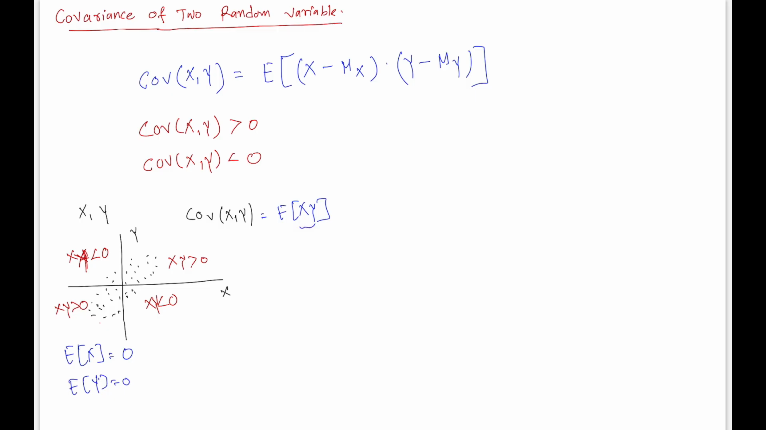So on average, if I ask you what the expectation, or the average value, of this product x times y would be, most of the points belong to the first quadrant and the third quadrant, and we have seen that the product is greater than 0. So the expected value of this product will be greater than 0, right? So if covariance is greater than 0, random variables x and y tend to move together.